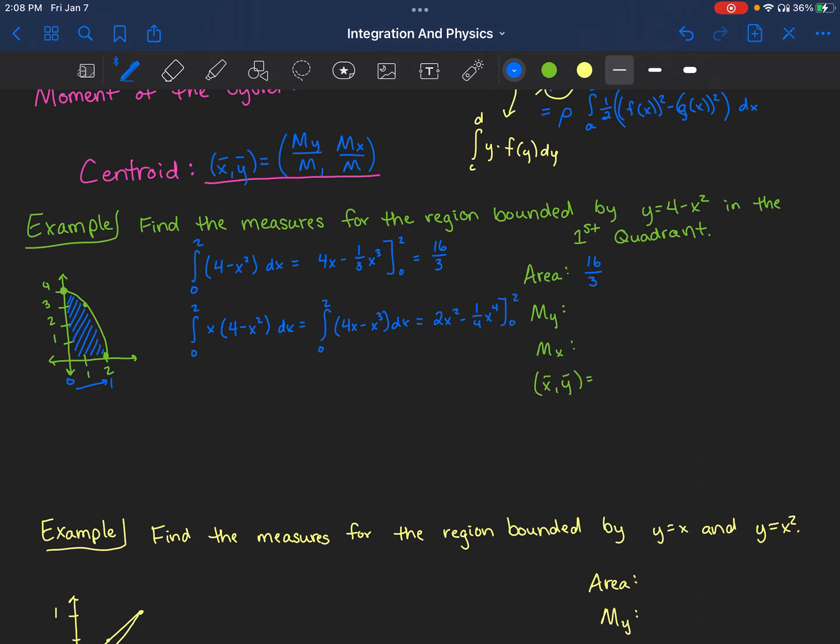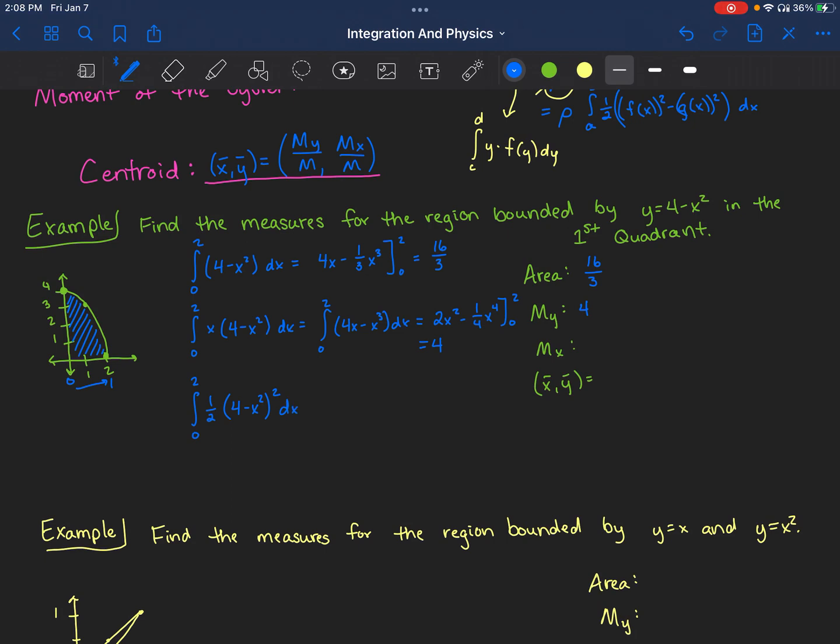I really just need to plug in the 2 because, again, if you plug in 0, it's not going to change anything. So 2 times 2 squared minus 1/4 times 2 to the 4th gives me an answer of 4. So that's my moment of the system about y. And for the last one, m sub x, we are going to do the integral from 0 to 2 of 1/2 of f of x, which is my function, 4 minus x squared. And I need to square that whole thing.